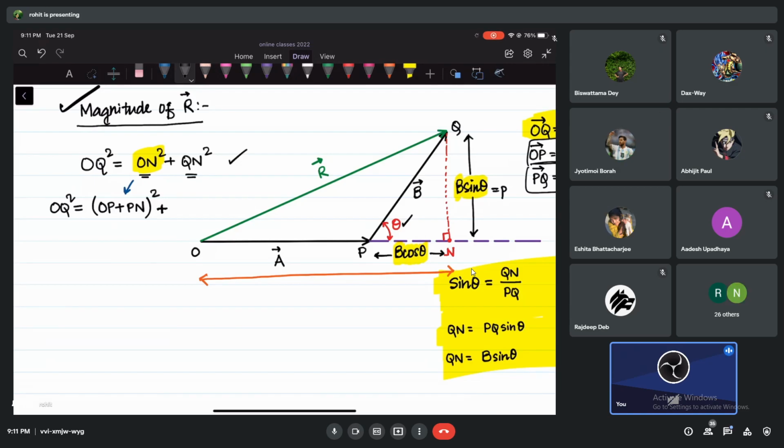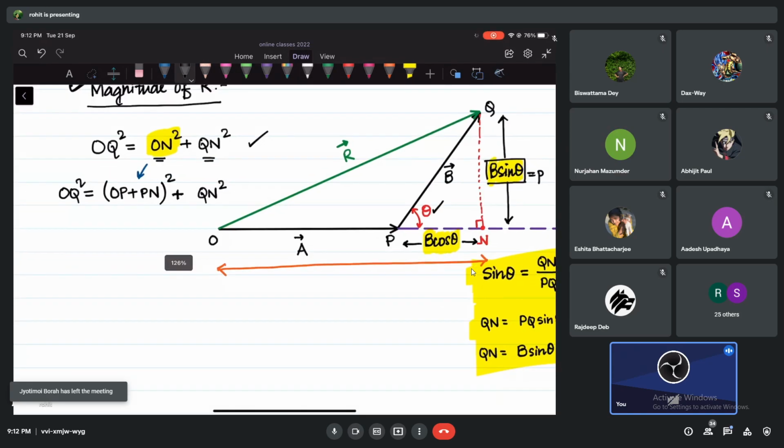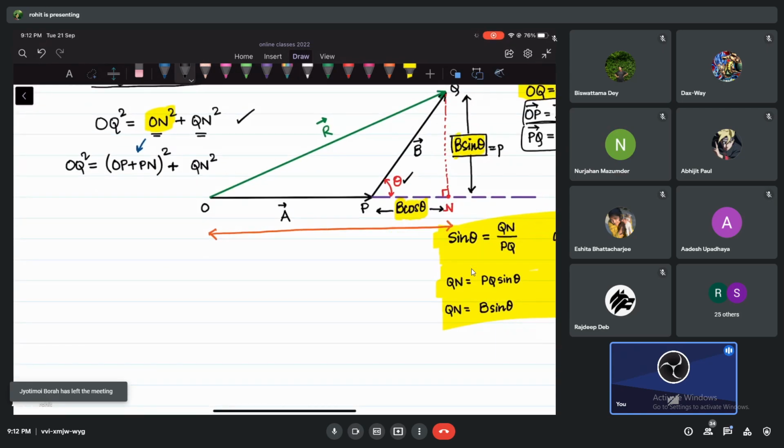QN is here, this one. We already have the value, that is B sin theta. So I'm going to use that. Now let's start substituting.